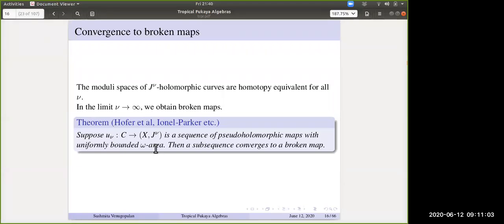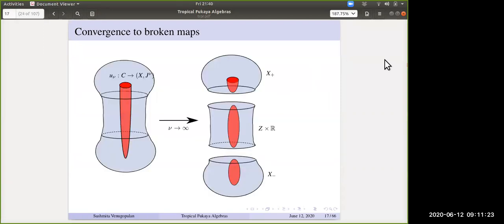And this is the compactness side of the result, which says that if you have a sequence of holomorphic maps with bounded area in a sequence of neck stretched manifolds, then a subsequence converges to a broken map. And as we all know, in SFT, we get components of the map lying not only in these pieces x plus and x minus, which were the cut spaces, but also there will be map components stuck in a neck.